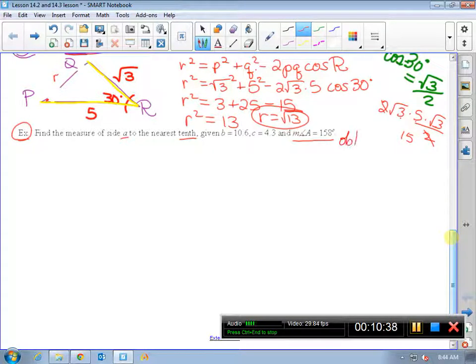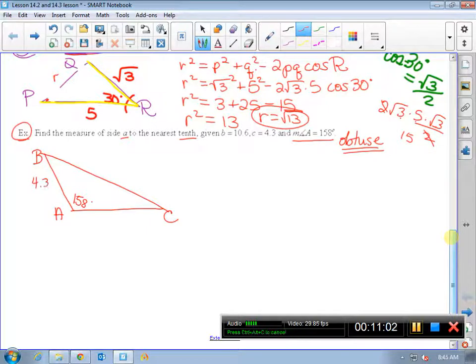So, because angle A is obtuse, I'm going to draw my triangle so that I have an obtuse angle at A. Let's put that 158 right in there. So angle A is labeled. Side C is 4.3 and side B is 10.6. And we're going to find side A. Pause it, see if you can set up the law of cosines for this one.